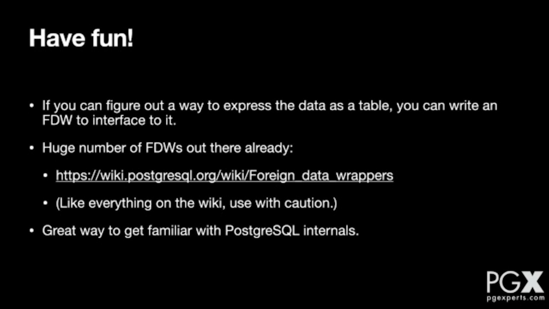If you could express the data as a table, you can write a foreign data wrapper for it. There are tons of foreign data wrappers out there. Note that the Postgres wiki is not always 100% current, so be careful about that. The main reason I like foreign data wrappers actually is if you've wanted to get into writing Postgres internals code, but it looks really intimidating, a foreign data wrapper is actually a good place to start. You learn a lot about the internals, but in kind of a simplified, handheld way.